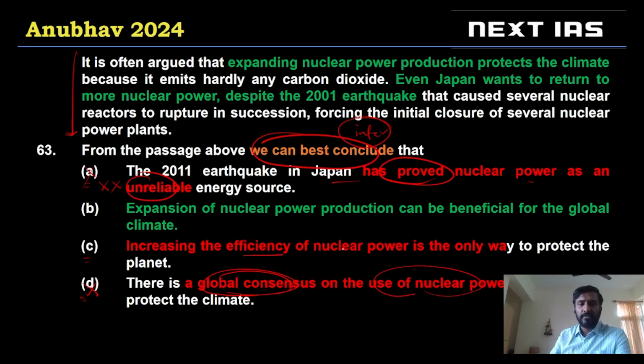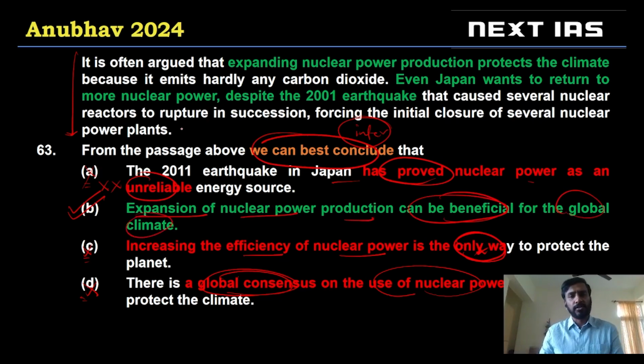C, increasing the efficiency of nuclear power is the only way. Again, extreme, not discussed in the passage. So B is the correct choice. Expansion of nuclear power production can be beneficial for global climate.